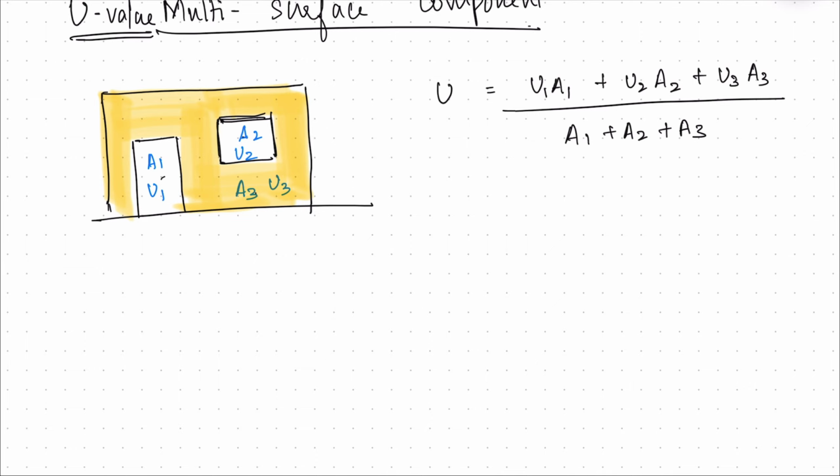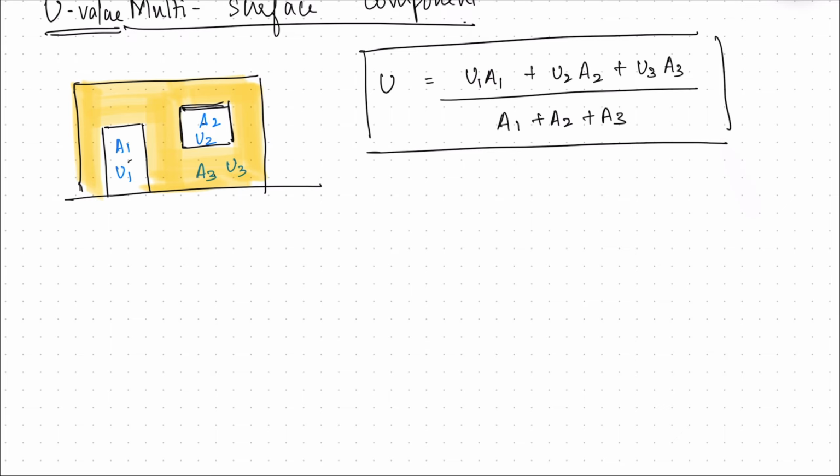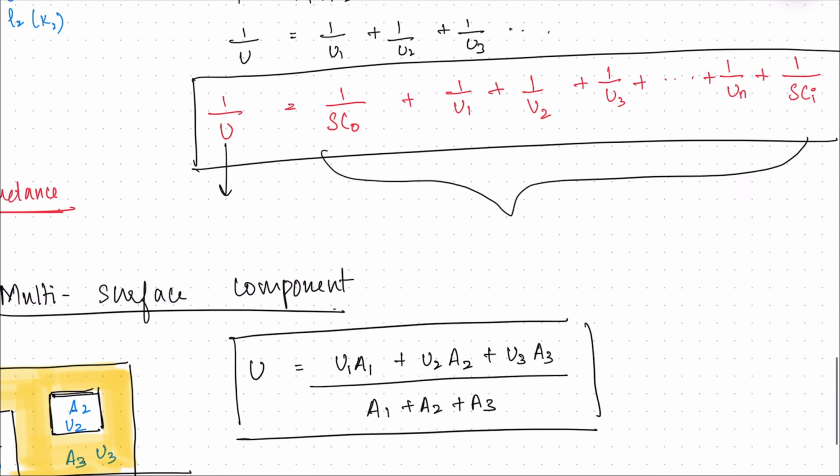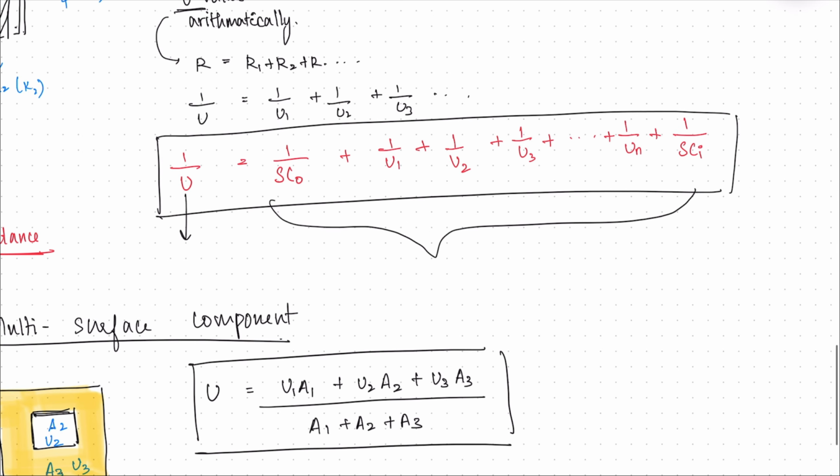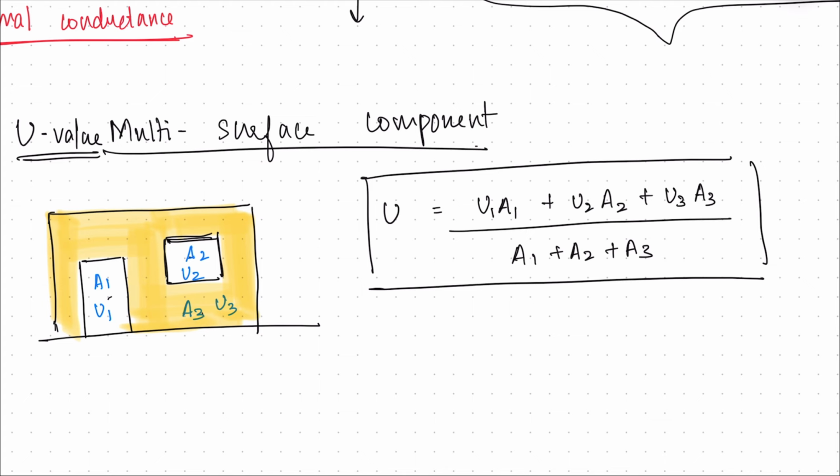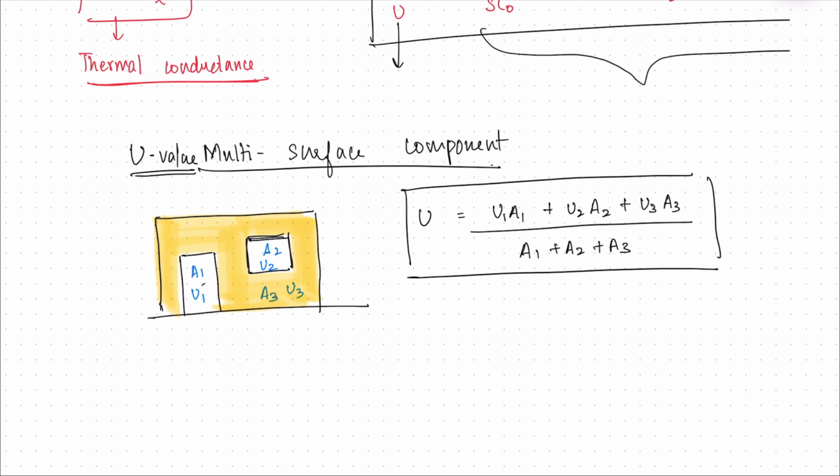So we saw the U value of a multi-layered component, where you find 1 by U, the thermal resistance, and reciprocate it to find your U value at the end. For a multi-surface component, you just multiply the U value and the area of each surface, add them together, and divide by the total area of the surfaces, and you'll find the U value of a multi-surface component. Now, let's move on to the other set of topics.